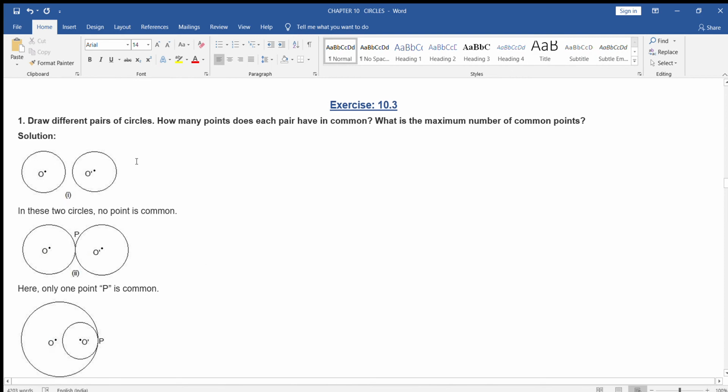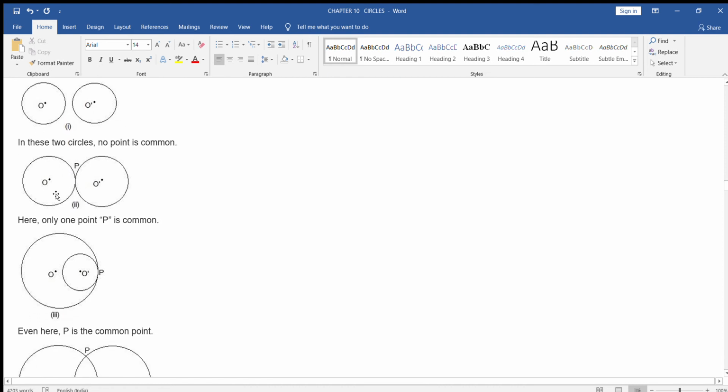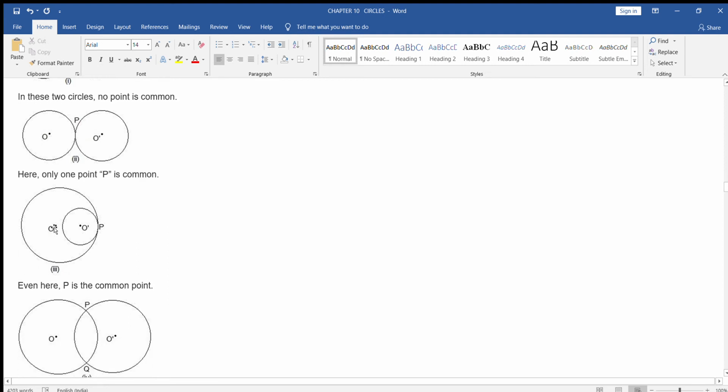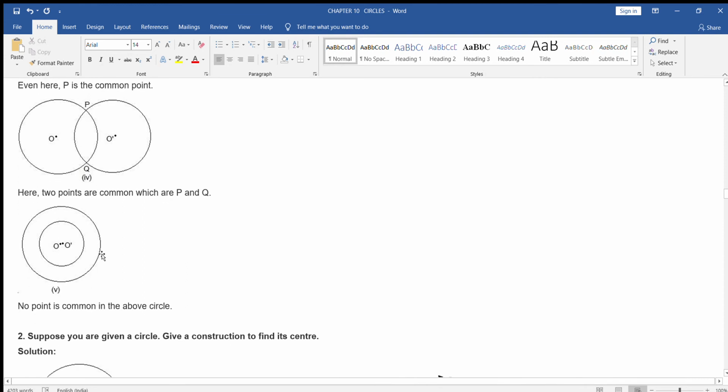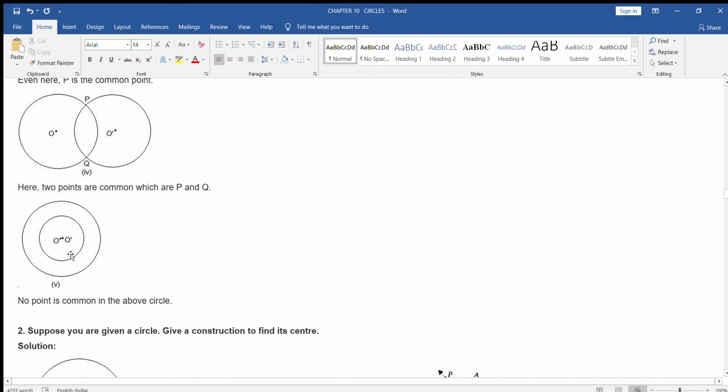We have to draw different pairs of circles and tell how many common points each pair has, and what the maximum number can be. When we draw two circles apart, there is no common point. When we draw them quite close, there is one common point. If we change the way, again one common point. If we draw it in this way, then two common points. If we draw them like concentric circles, then no common point. So the maximum number of common points is 2.